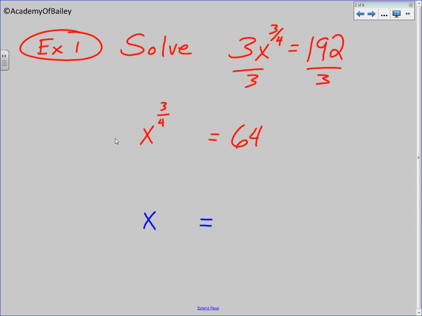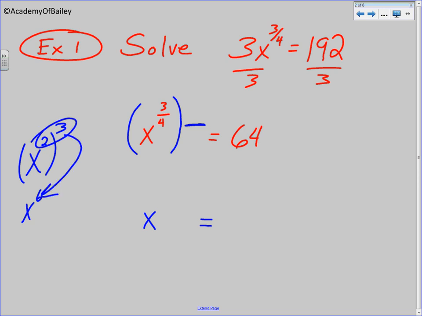Well, using your properties of exponents here, what power can I put outside of here? Because if I have, for instance, x squared raised to the third power, that is x to the sixth. You multiply those two numbers to get 6. So that's what we're going to be doing. We're going to try to multiply these two numbers to get 1.